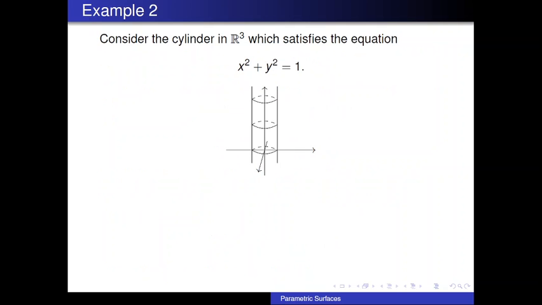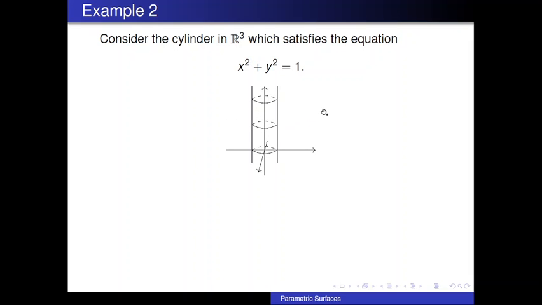Okay, so now let's do a different example that's not the graph of a function of x and y. Let's consider the cylinder in space, which is satisfied by the equation x squared plus y squared equals 1. So this is like the unit circle in the xy plane, but then z is allowed to vary and be any number that we want. So it's that unit circle stretched upwards forever and downwards forever in the z direction. This surface looks like it has some nice rotational symmetry about the z-axis.